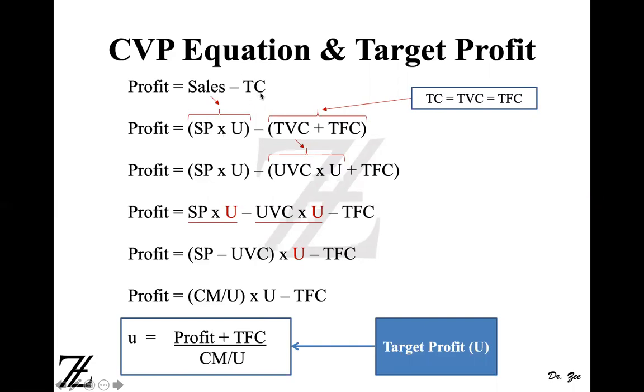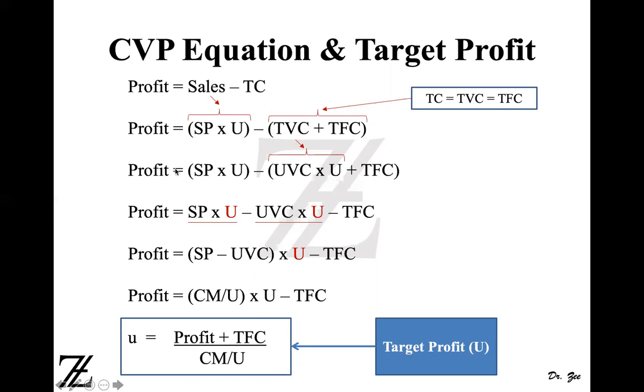And as you know, the total cost is equal to your total variable cost plus total fixed cost. So we are going to expand total cost, and then further expand the total variable cost, because the total variable cost is a combination of unit variable cost times units. Just like we calculate sales, which is selling price times unit, we calculate the total variable cost, which is unit variable cost times the number of units sold, plus total fixed cost.